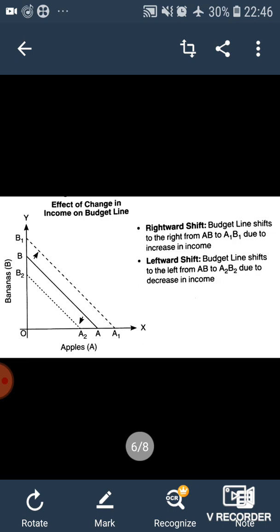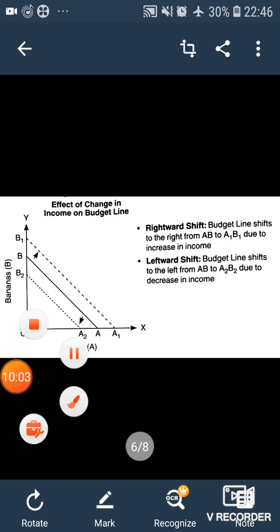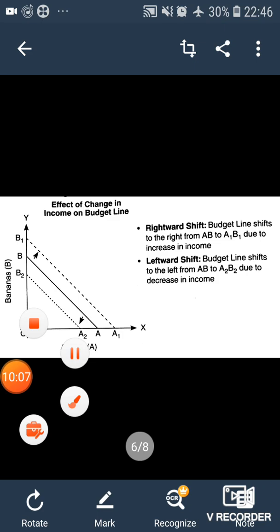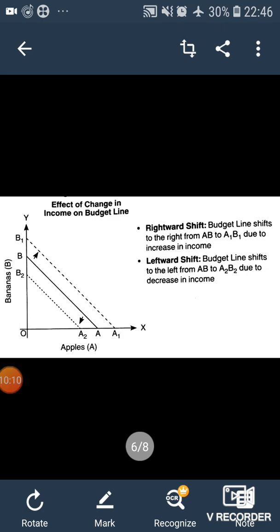So if the prices of both the commodities reduce, what will happen to the budget line? Affordability will increase. If the prices reduce, affordability will increase for both the commodities and the budget line shifts rightward. What happens if the prices of the two commodities increase? Affordability will reduce. So the budget line will shift leftwards.